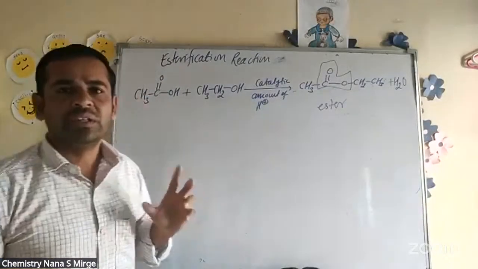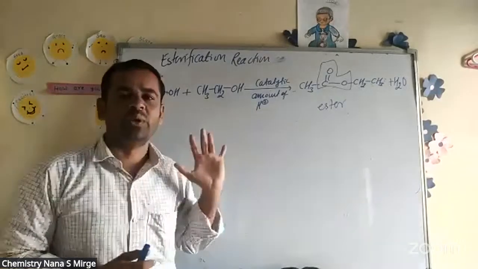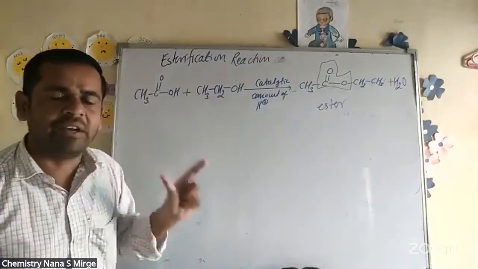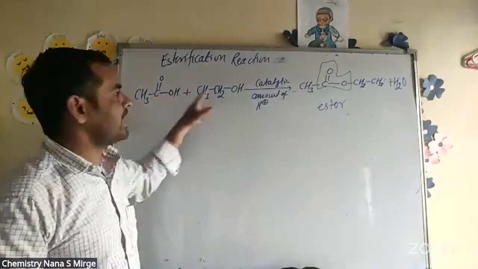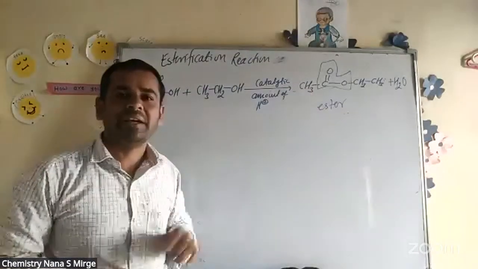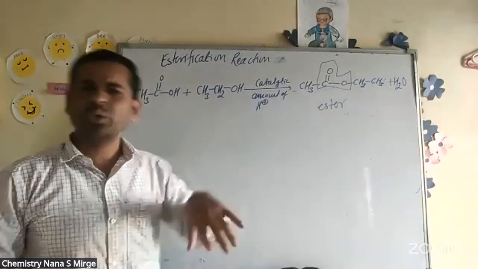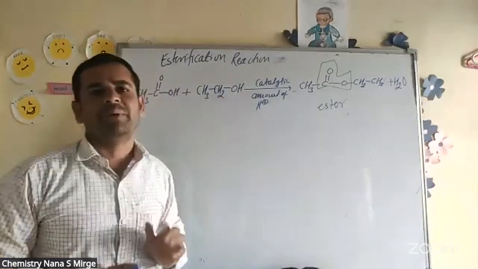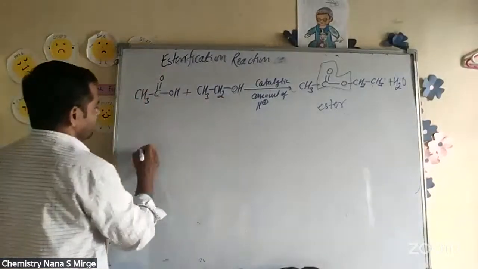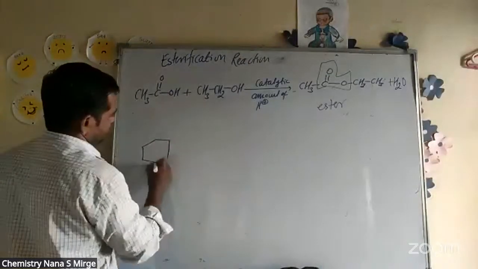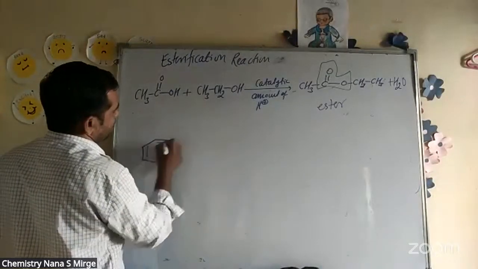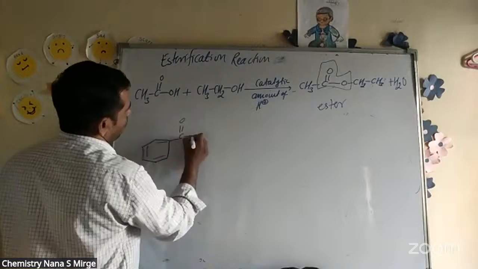Condensation means what? There is a removal of a water molecule, when acid is reacted with alcohol to form the corresponding ester. You have a number of such examples. For example, another example: suppose you have benzoic acid, C double bond O, OH.